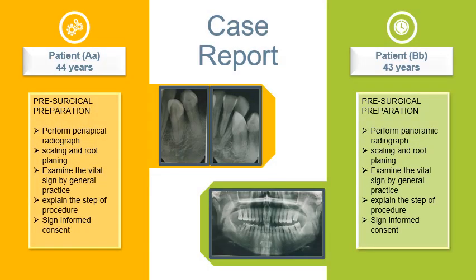Pre-surgical preparation of patients A and B was almost similar. The difference is that patient A had a periapical radiograph, while patient B had a panoramic radiograph. The next step was scaling and root planing. After that, the vital signs were examined by a general practitioner. After getting permission to perform surgery, we explained the steps of the surgical procedure, and lastly asked the patient's permission to sign the informed consent.